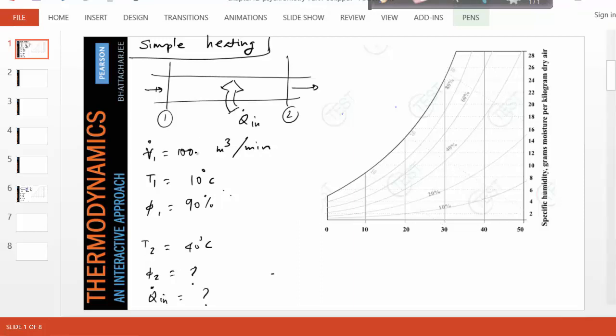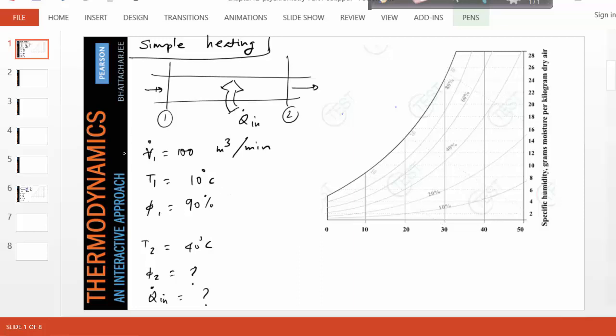Number 1, the volume flow rate is given to us at state 1, 100 meter cube per minute. Temperature at state 1 is given, and relative humidity is given. We know the final temperature, and the question is: find the relative humidity phi2 and how much the rate of heat transfer is in this problem to accomplish this air conditioning task.